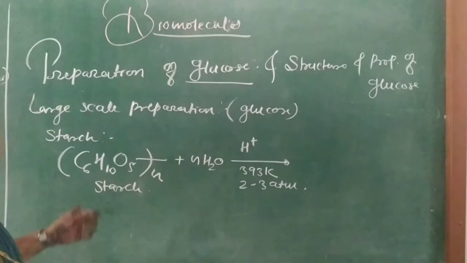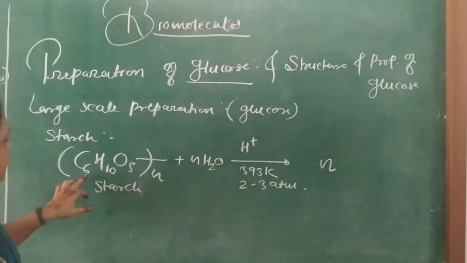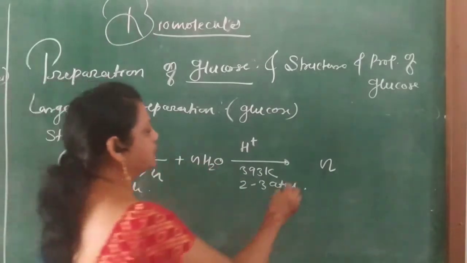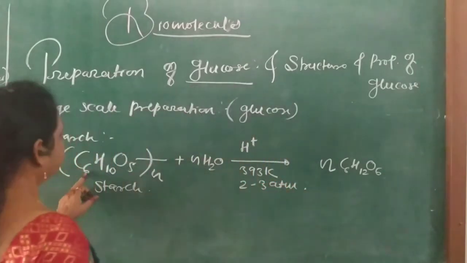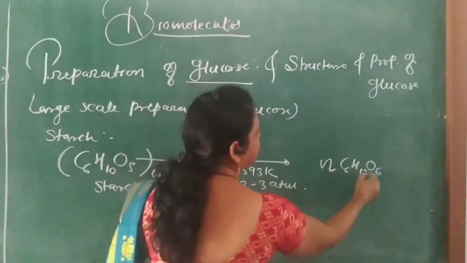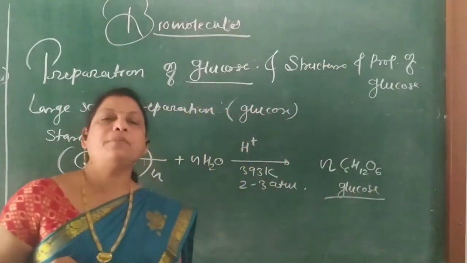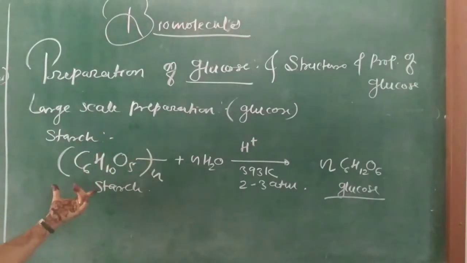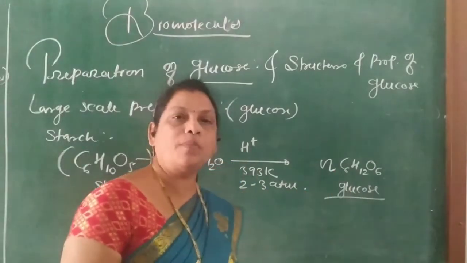here n and n cancel, and we get C6, H 10 plus 2 means 12, O 5 plus 1 means 6. So n times C6H12O6, and this is glucose. Okay, and this is the large scale preparation, or the industrial method of preparation of glucose from starch. Starch on acid hydrolysis under this condition forms glucose.